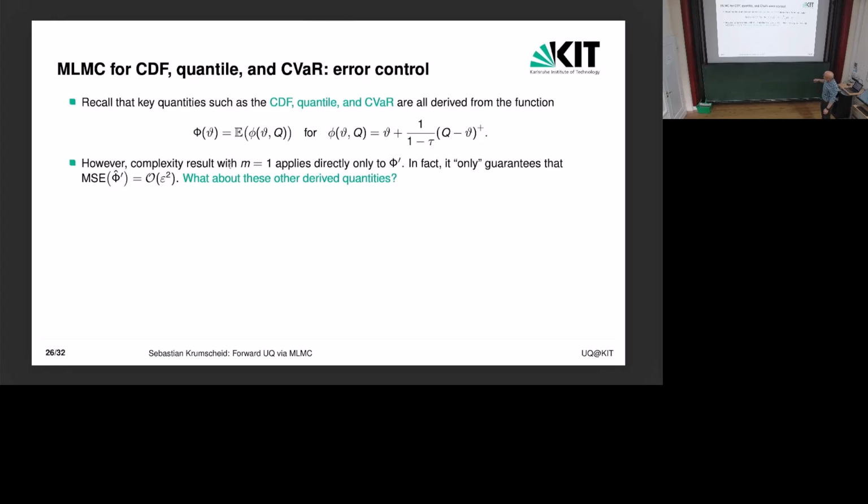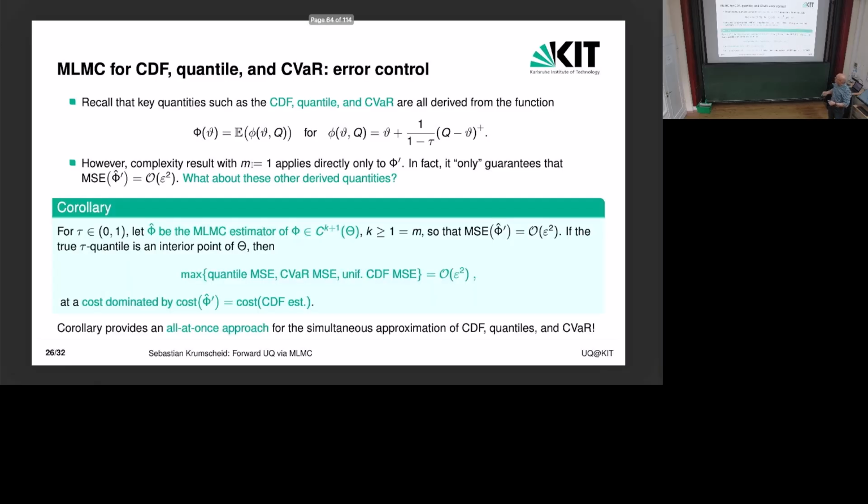Now, with a view on time, I'm going to skip two slides, but I still want to summarize something. Remember, we have this result to approximate also first derivatives up to a certain accuracy. So the question is now, and in hindsight it's obvious: if I tweak the Multilevel Monte Carlo estimator to give me a function estimator that is accurate also for the first derivative, what can I say about the accuracy for the CDF, for the quantile, and for the conditional value at risk?